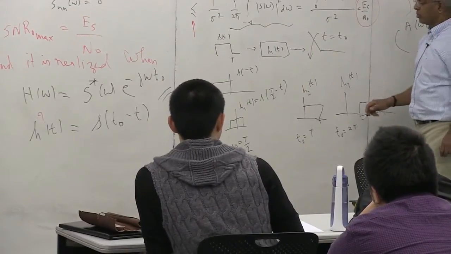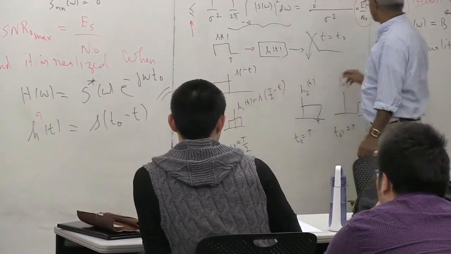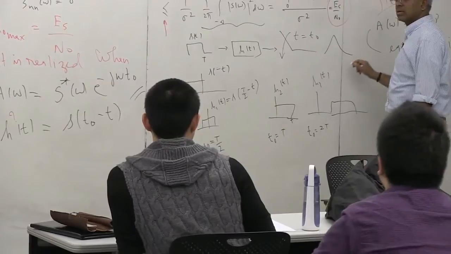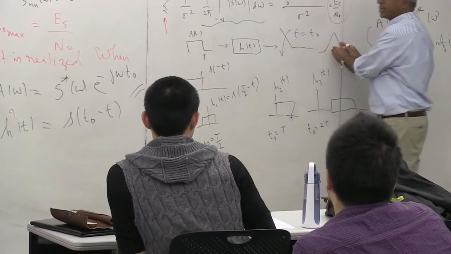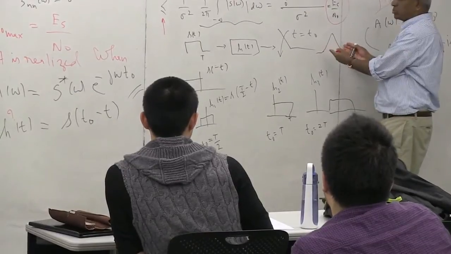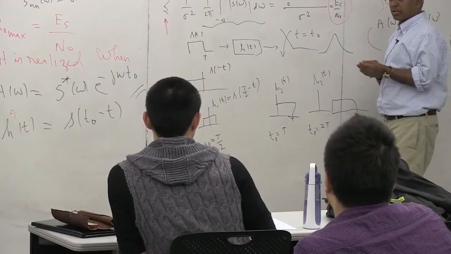And how will the output look like? Now you have to convolve this with this. So the output is going to look like this, right? You see, this has been compressed. But you say, is this all you can do? Can you do better? So this is where it opens up, okay?